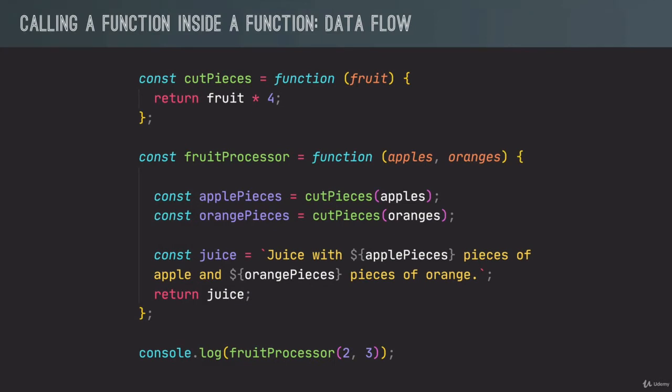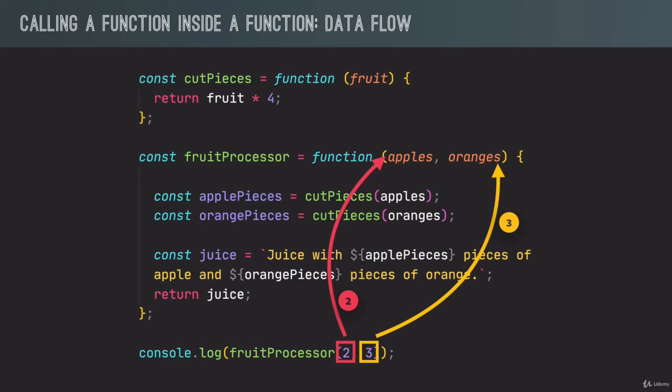Down here we are calling the fruitProcessor function with the arguments 2 and 3. And as we already know, this will then replace the apples parameter in the function with the number 2 and the oranges parameter in the function with the number 3. So that should be nothing new at this point, right? We are simply replacing the parameter placeholders with the actual values 2 and 3.